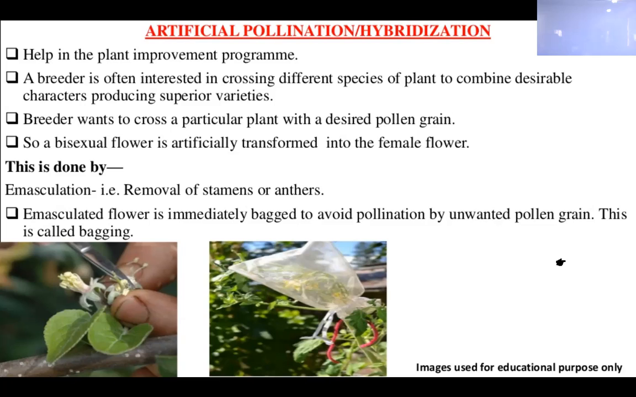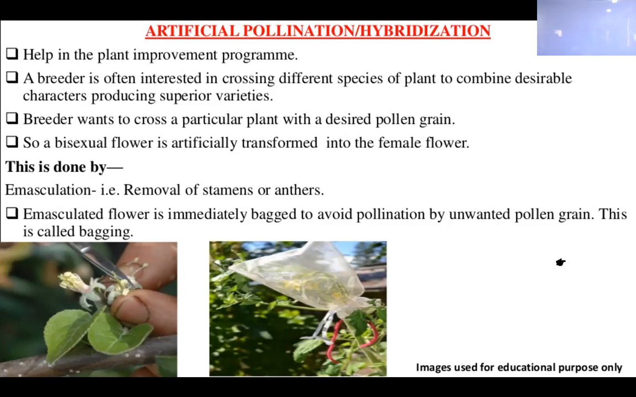A breeder is often interested in crossing different species. Just now I told you, if you select two different plants with two different categories, in the next generation you will get characteristics of both the plants. So you have to combine the desirable characteristics, meaning the characteristics in which you are interested, producing superior varieties. That superior variety is actually a hybrid variety. So the breeder wants to cross a particular plant with a desired pollen grain. So artificially this can be done.